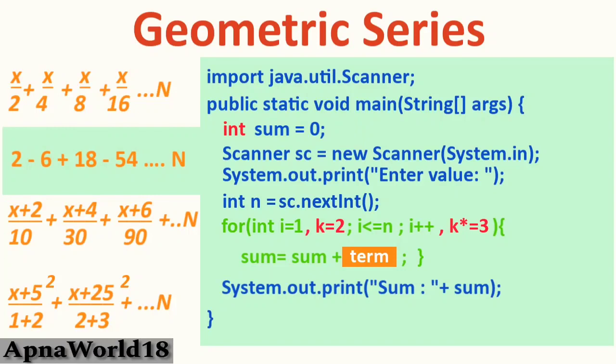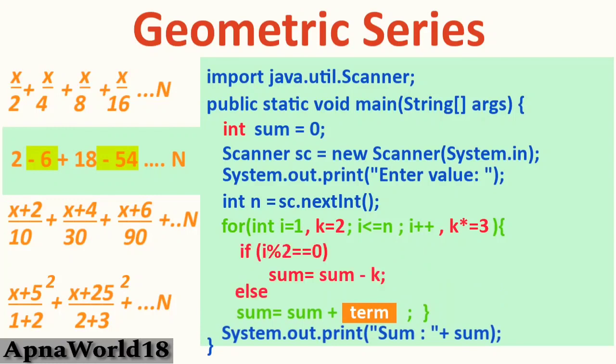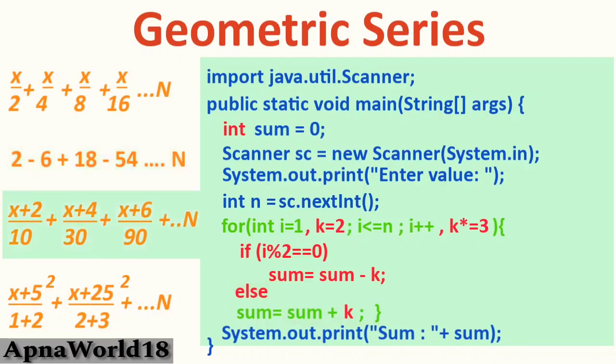Now if you look at the series closely, you will see that the numbers at odd positions are positive and numbers at even positions are negative. So what we will just do is that inside the for loop, we will check if i is even or odd. If it is even, we will subtract from sum. If it is odd, we will add as usual. This is the code for alternate sum and subtraction, and this logic can be used for any series. Let's solve the next one.